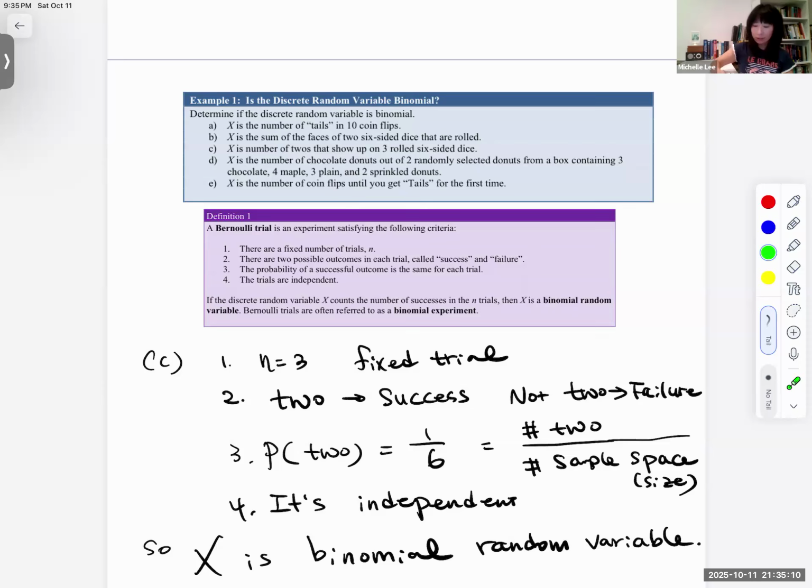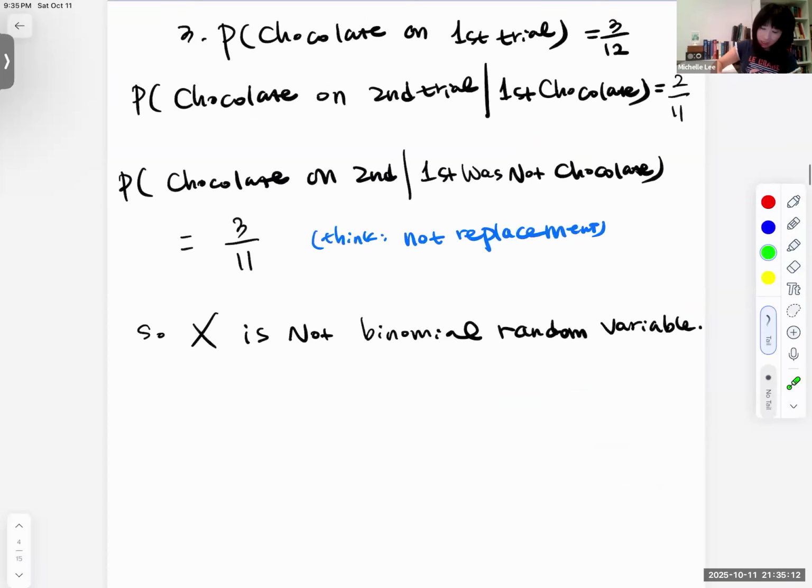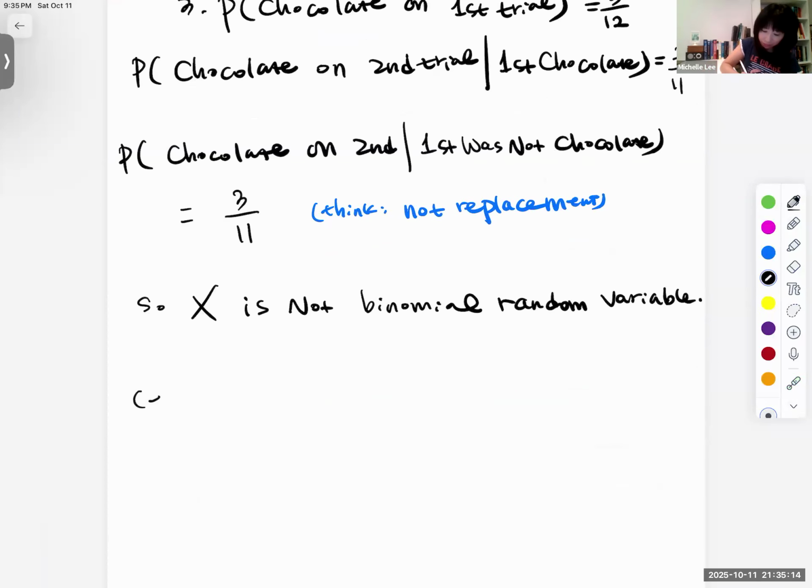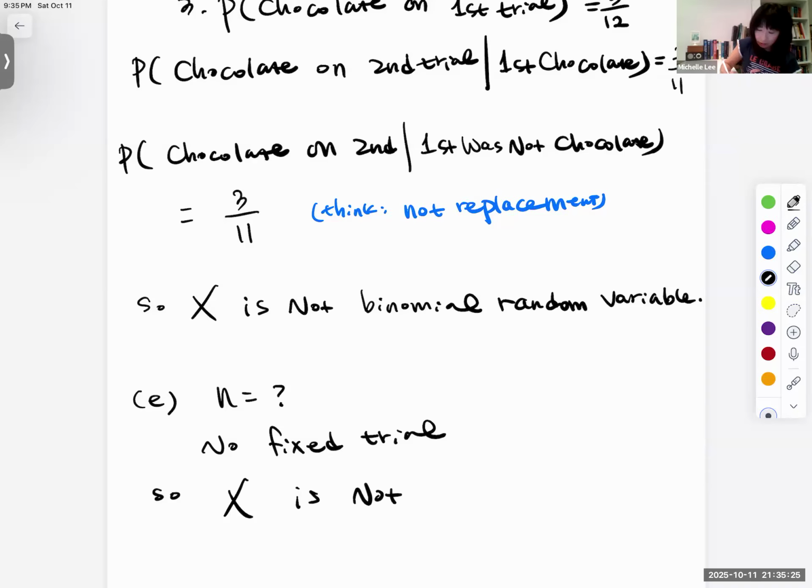So there is no fixed trial. So X is not a binomial random variable. Okay.